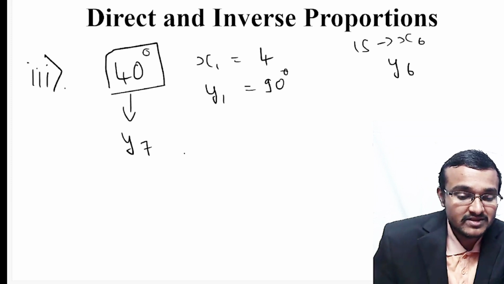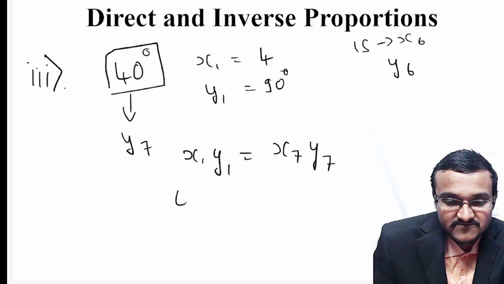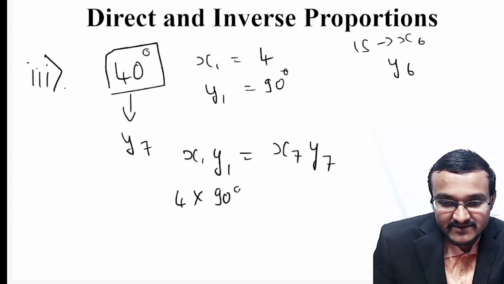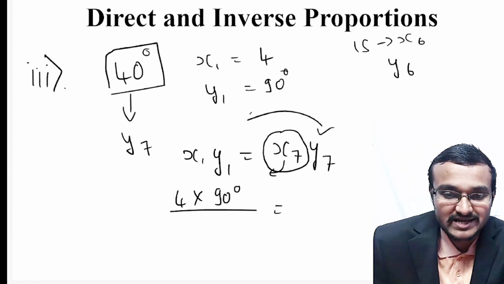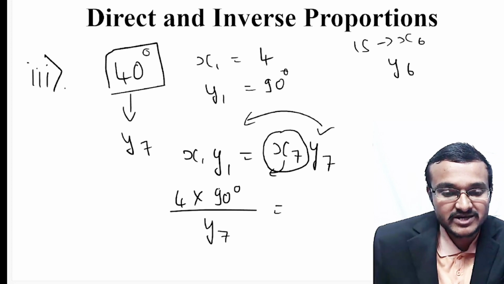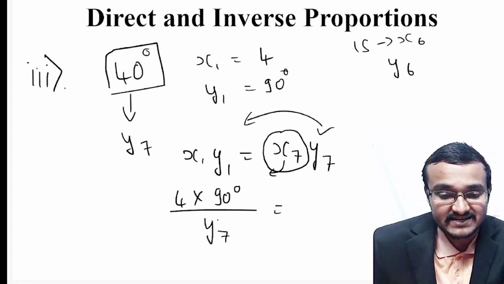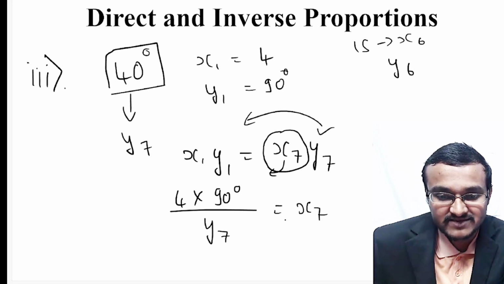So here x1 y1 will be equal to x7 y7. So here x1 is 4, y1 is 90 degree. So here you should find out the x7 value. So y7 you can bring to LHS. When you bring that to LHS, it will go to the denominator. So x1 is 4, y1 is 90 degree. So 4 into 90 degree divided by y7 is equal to x7.